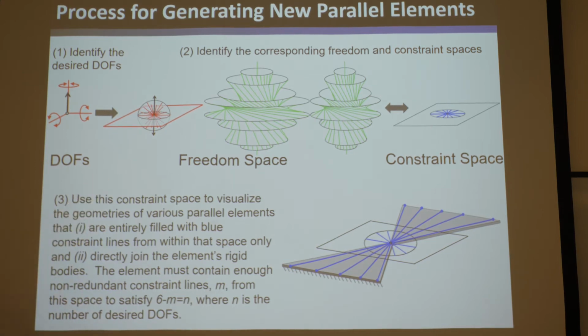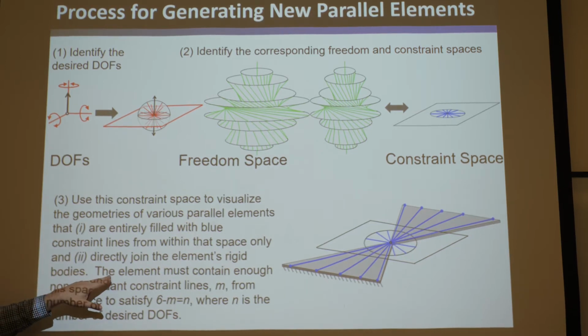Okay, so now that you know the element's constraint space, here's where the new stuff comes in. The third step is use the constraint space, in this case it was a disk, to visualize the geometries of various parallel elements that, one, are entirely filled with blue constraint lines from within that space only, and two, directly join the element's rigid bodies. This is very similar to the two conditions that make a parallel element parallel, obviously.